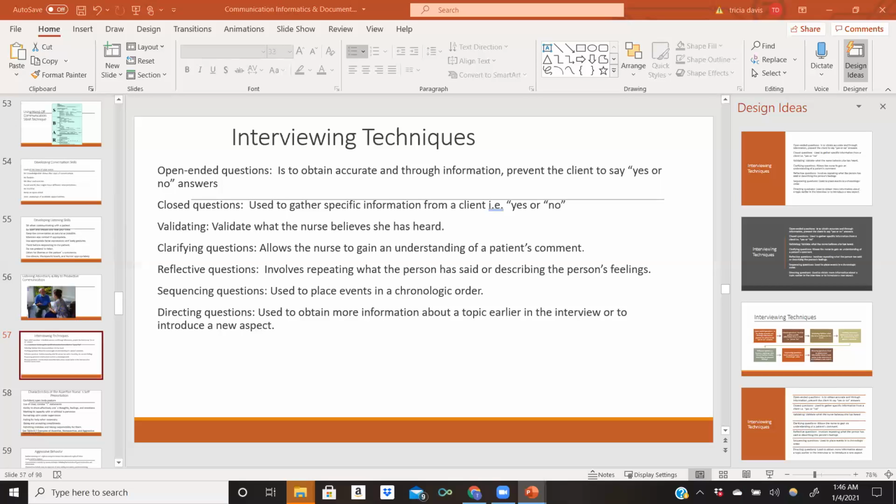There's sequencing questions, which are used to place events in a chronological order. Or you can investigate a possible cause and effect relationship between events. So a nursing assessment is facilitated when events leading to a problem are placed in sequence. And this technique is evident with the following example. So the patient says, I don't like myself anymore since I've been taking my blood pressure medication. I'm tired and I don't have any energy. And the nurse says, your tiredness began after you started taking your medication.